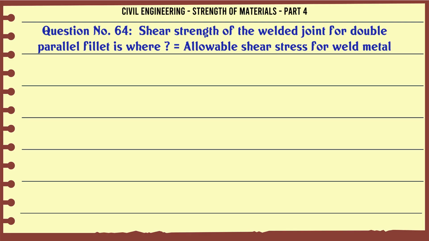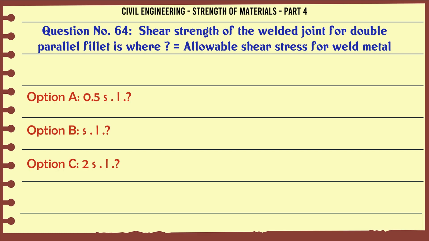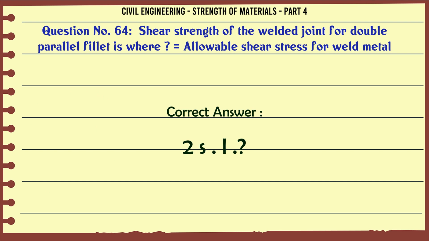Shear strength of the welded joint for double parallel fillet is, where T is the allowable shear stress for weld metal. A. 0.5 S, L, T, B. S, L, T, C. 2 S, L, T, D. 2 S, L, T. The correct answer is 2 S, L, T.